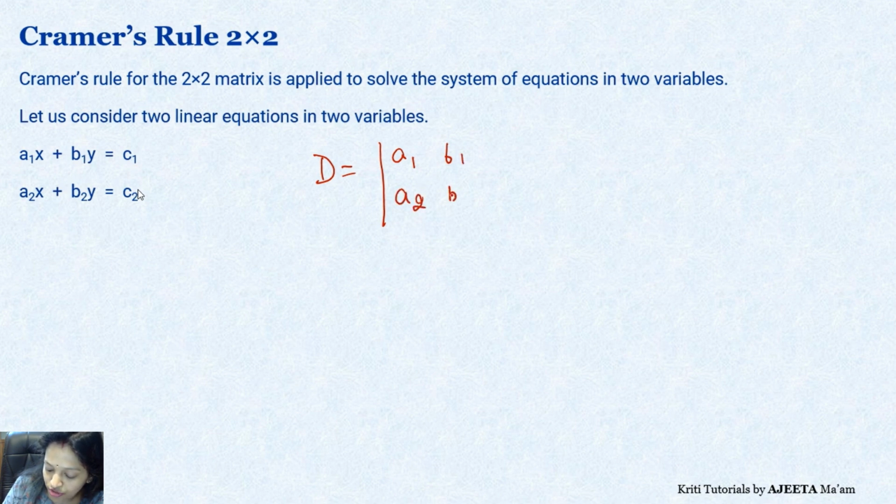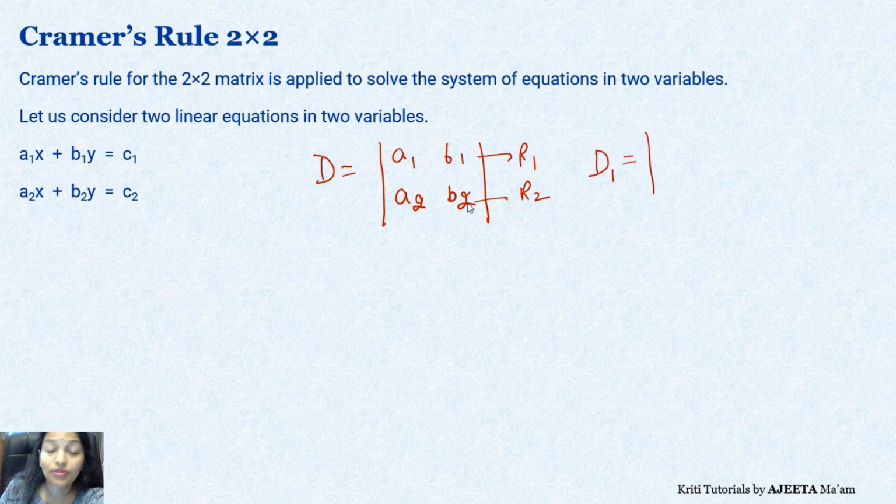So, here the coefficients of x and y are a1, b1 in the first equation, so we write it in the first row. a2, b2 in the second equation, so we write it in the second row. This is how we mark it. This is R1 and this is R2. Correct? Now, what is D1?